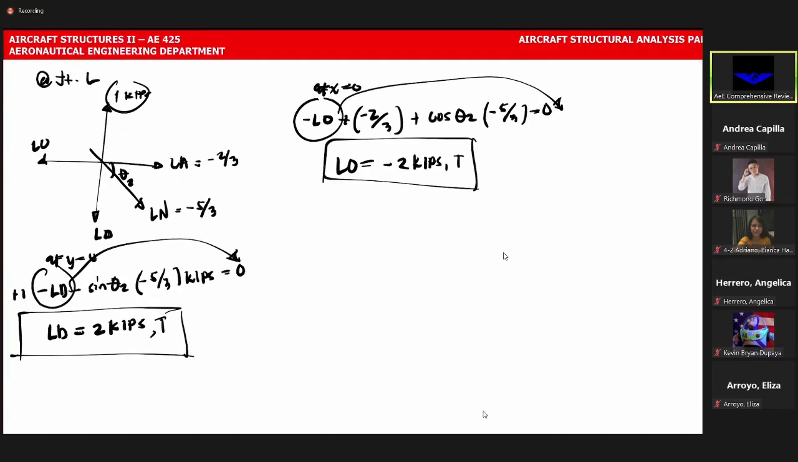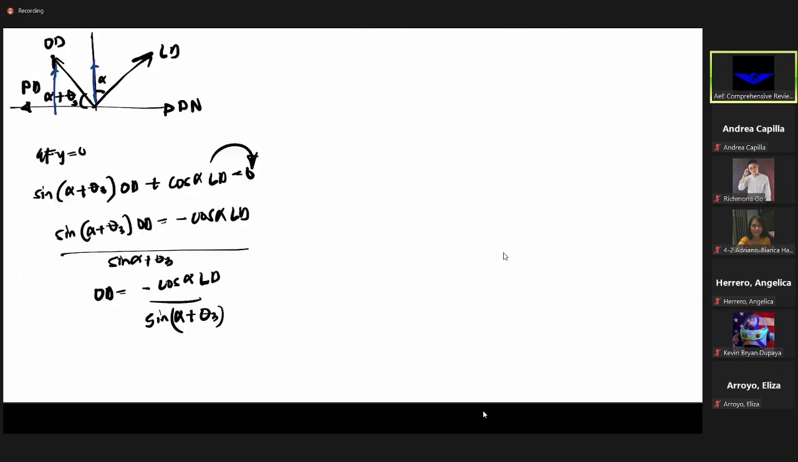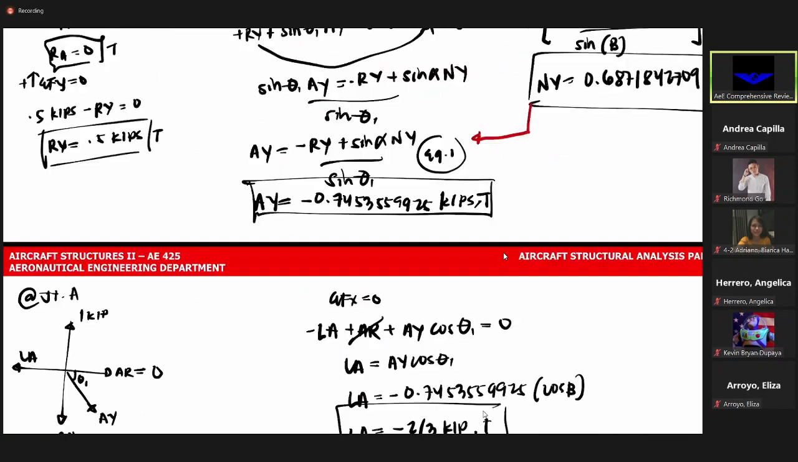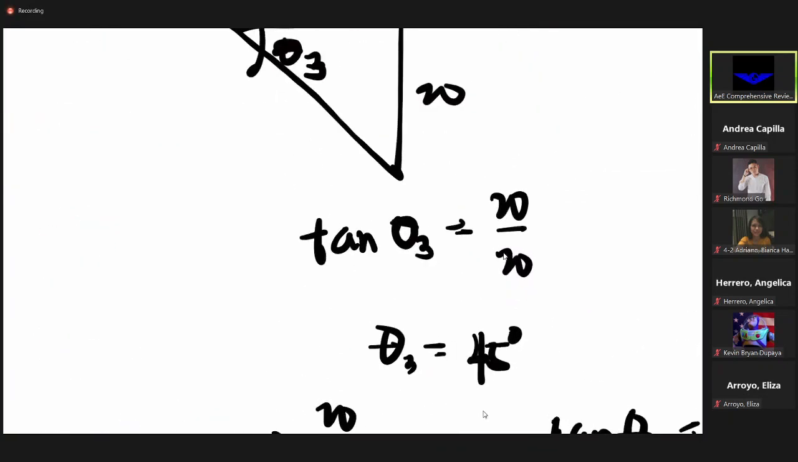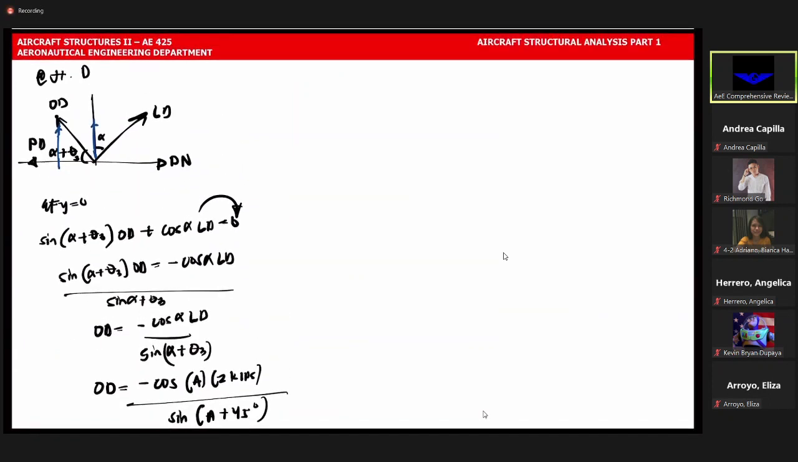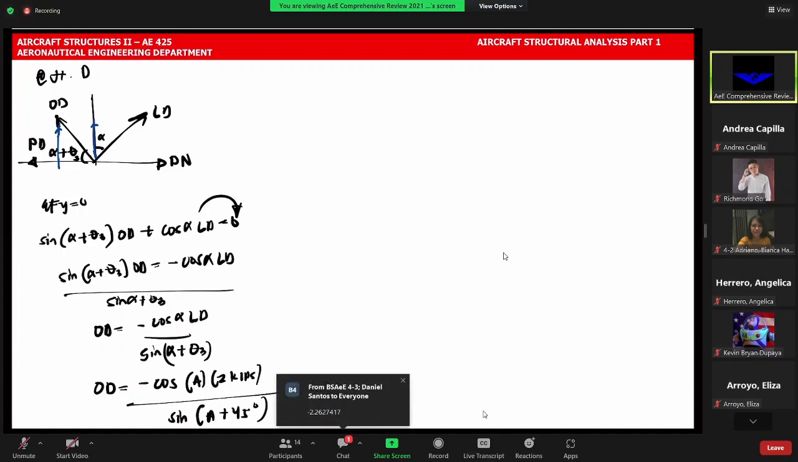Ano yung value ng LD natin? LD 2 kips. Tama? So, OD is equal to negative cosine store A 2 kips over sine store A plus 45 degrees. Tama na 45 ang theta sub 3. Ayan, theta sub 3 is 45 as you can see na kinumpute natin kanina. So, ano ang value ng ating OD? OD is negative 2.2627417 kips tension.